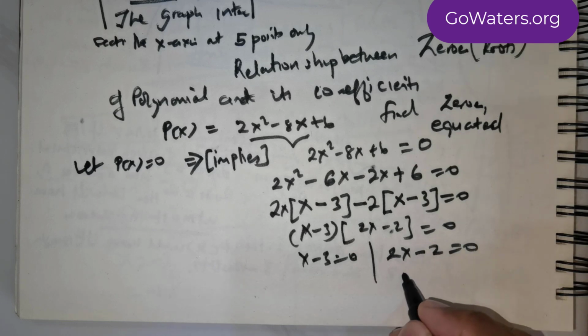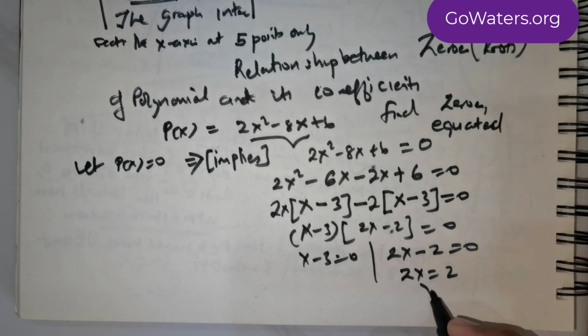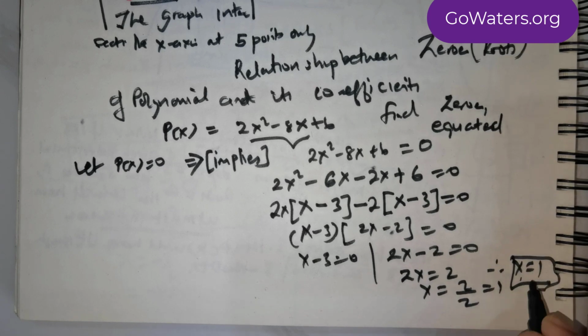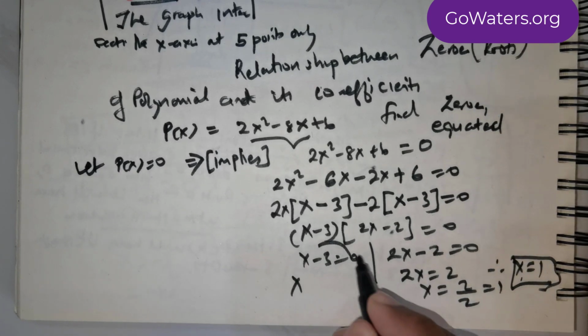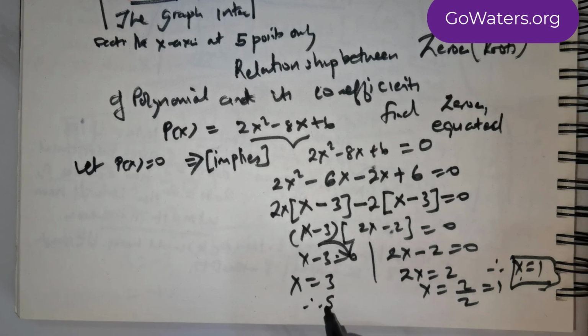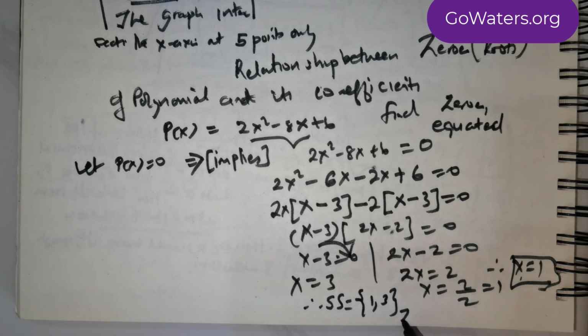If 2x negative 2 is equal to 0, then 2x is equal to 2, then x is equal to 2 divided by 2, which is equal to 1. So you get the value for x to be 1. This is one of the zeros. Over here, you move the 3 to the other side, you get x is equal to 3. So therefore, the solutions are 1, 3. The solutions are also called zeros, or you can refer to them as roots.